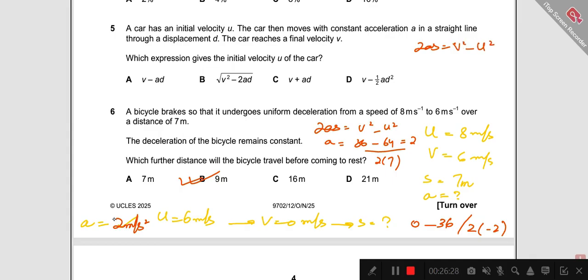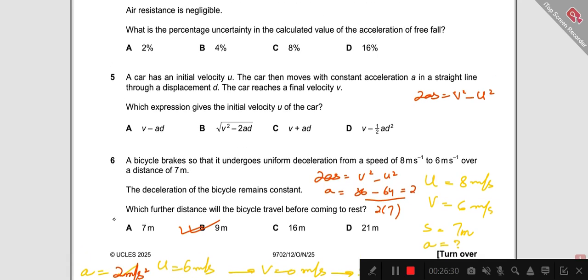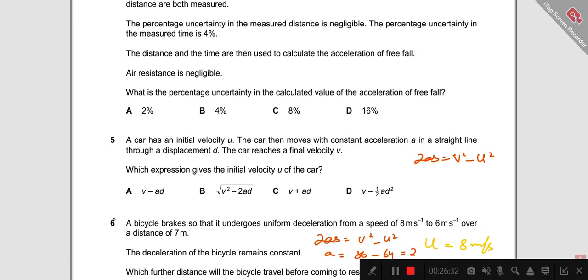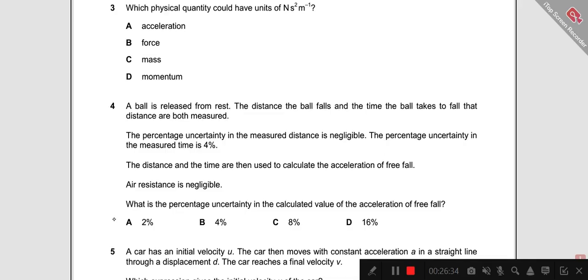Find the expression for u. Of course, you keep u on one side, v square minus 2as, and then you take the root of it.